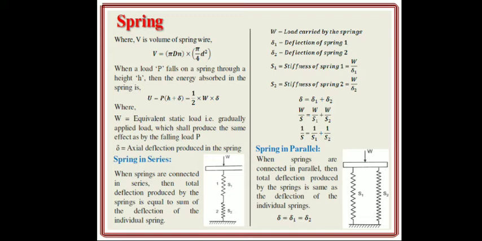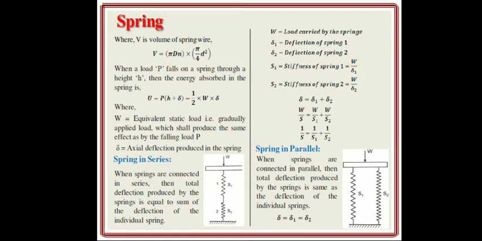So when the load P falls on a spring through height h, then the energy absorbed in the spring is U equal to P times (h plus delta), which equals 1/2 into W into delta, where W is the equivalent static load, that is, the gradually applied load which shall produce the same effect as the falling load P, and delta is the axial deflection produced in the spring.